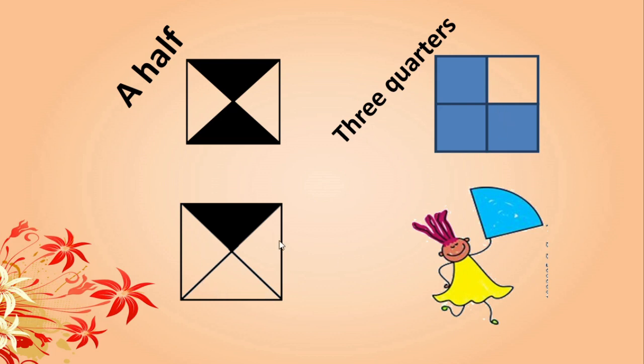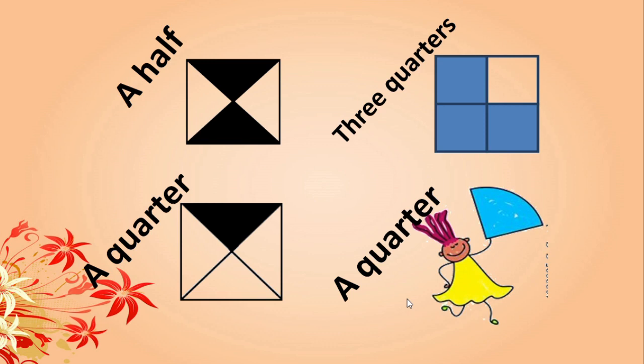Here, again 4 parts are there and only 1 part is colored. That is nothing but quarter part is colored. Here only quarter part this girl is showing. Yes, in one whole we get 2 halves, 4 quarters. Otherwise 1/4 and 3/4.